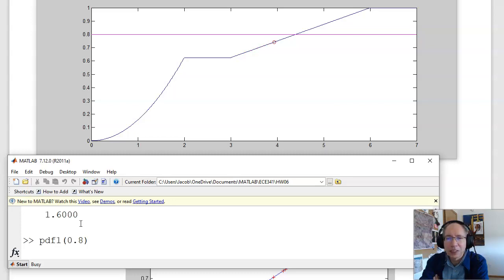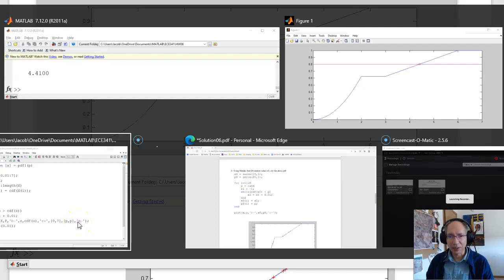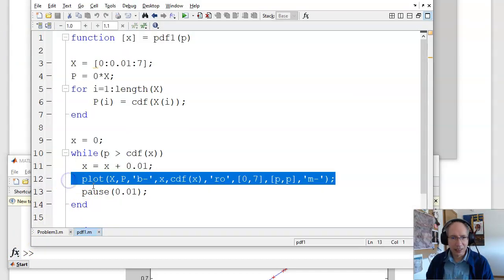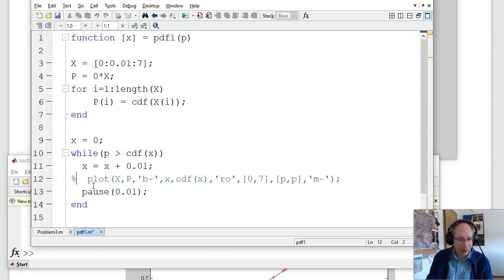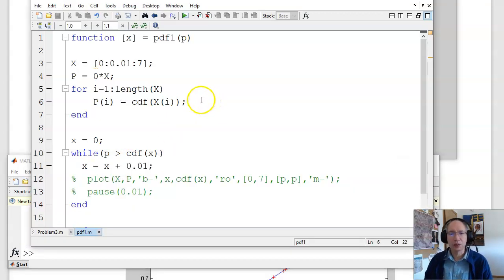And eventually, there's the answer. X is 4.4. And it can go faster if I take out these two commands. There, a whole lot faster. That's one approach. This isn't a very efficient search algorithm.